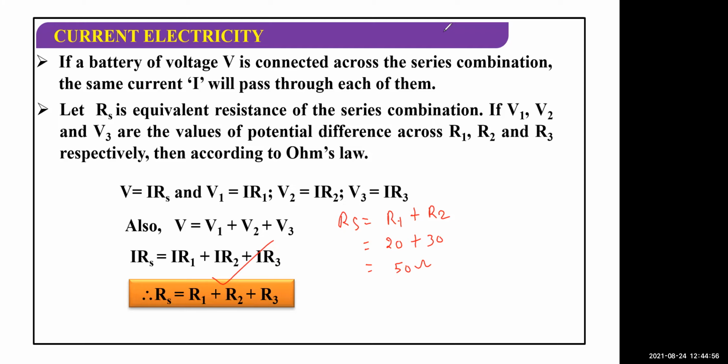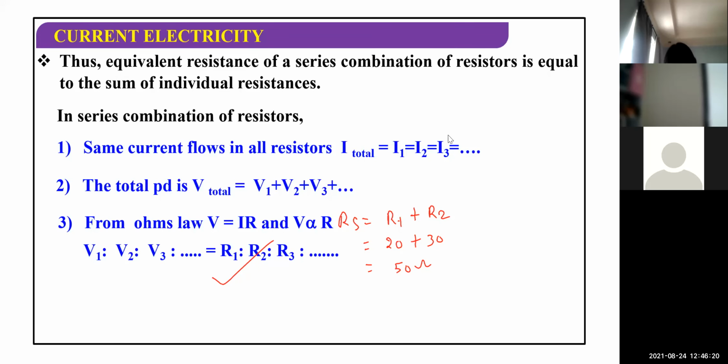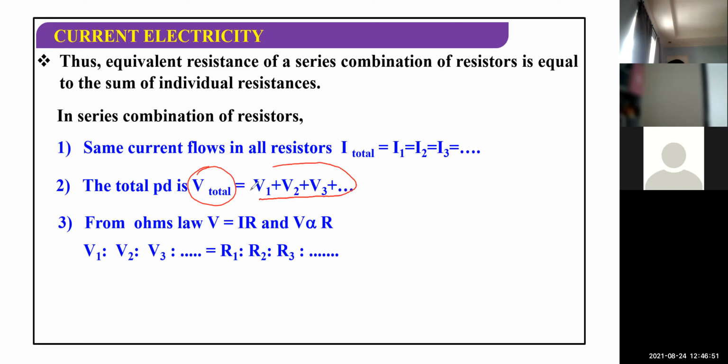Wait a minute, children. Here the point number one: in series combination, as we already discussed, the same current flows, I1 equal to I2 equal to I3. The second point you have to remember is that the total voltage, or the total EMF of a battery, is always equal to the sum of the individual voltages in the circuit.